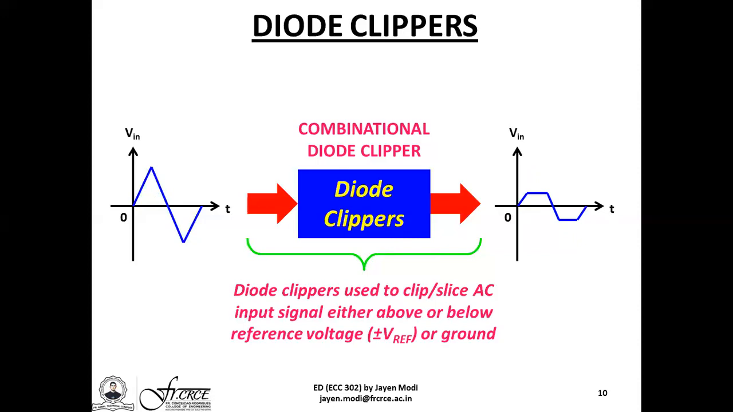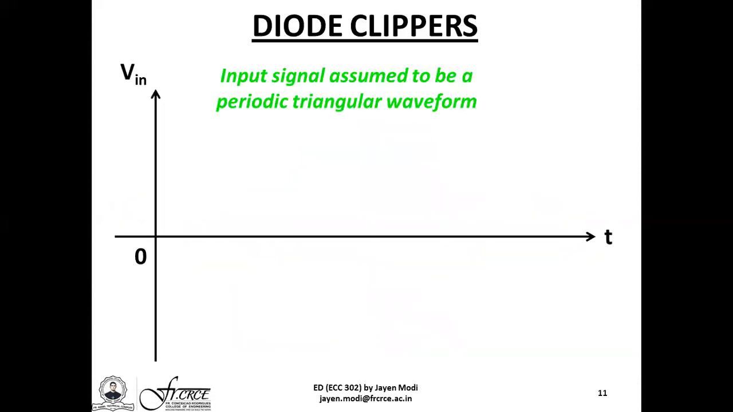Using a DC reference voltage source, you are able to preset the level of the AC output signal for the positive half cycle and for the negative half cycle to appear at the output side. With this particular clipper operation in mind, let us see the different types of diode clipper circuits in actual practice. Before that, for this particular session, I am assuming a triangular input signal shaped like this.